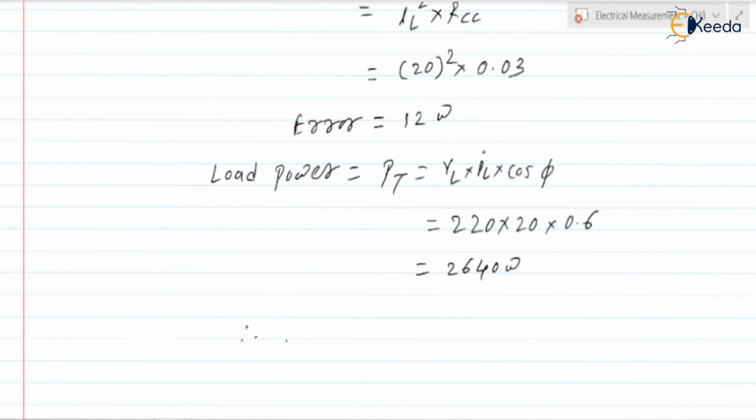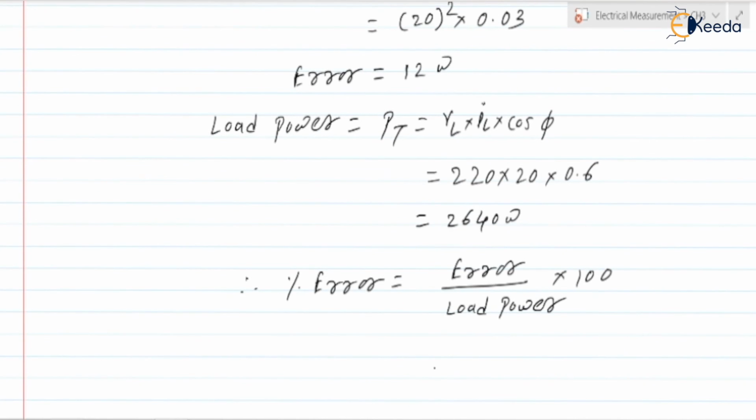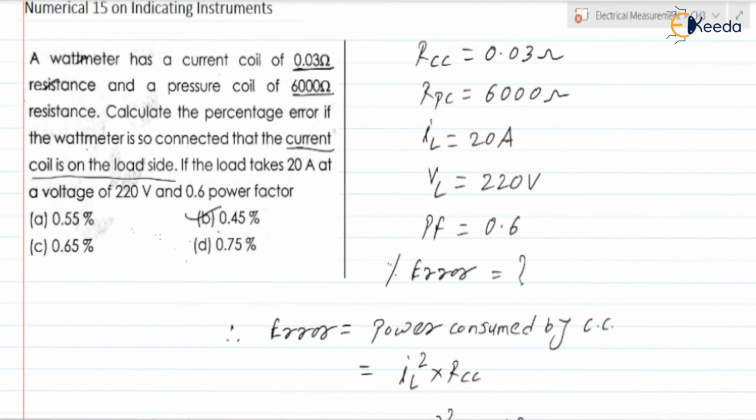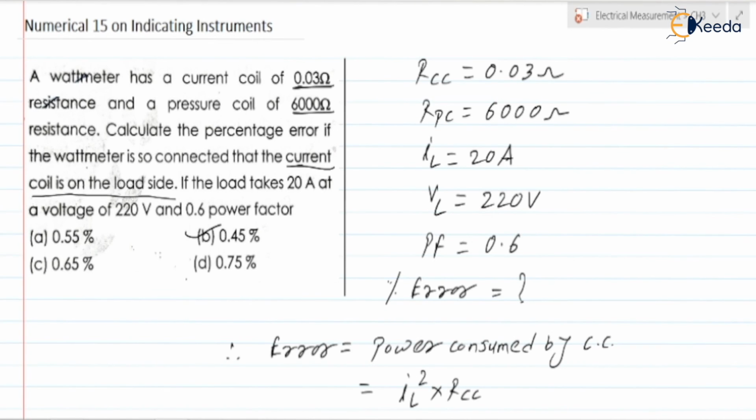Therefore, percent error is the error divided by the load power, into 100. The error is 12 watt, so 12 divided by 2640 into 100 is 0.45%. This is the percentage error. If you check the options, the correct option is option B, right? So this is about numerical number 15. Thank you.